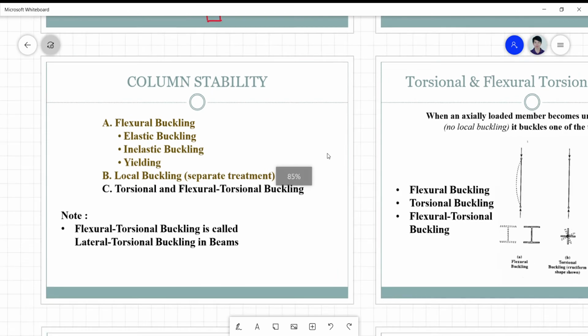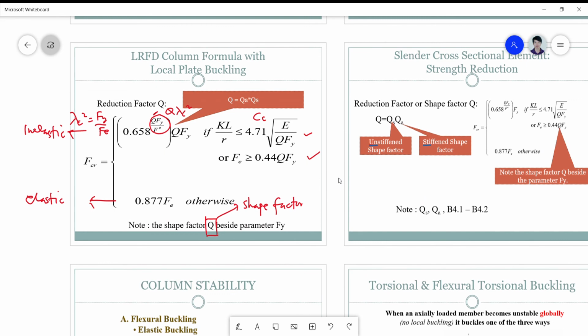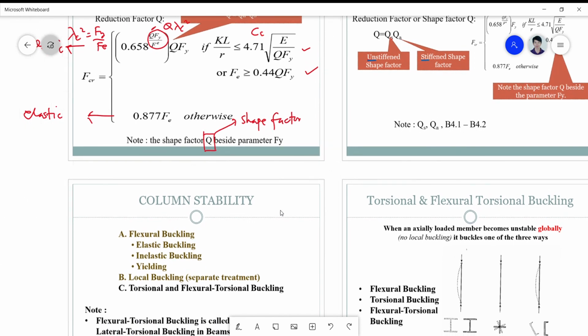Okay, so that's it for the local stability concept. We will continue on our last consideration for instability or stability, which is the torsional and flexural-torsional buckling, in our next video.